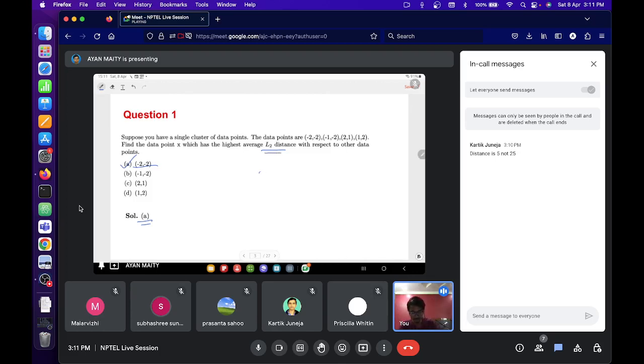So L2 distance, that means x1, y1 is one point, x2, y2 is another point. So L2 distance would be x1 minus x2 whole square plus y1 minus y2 whole square. So this would be the L2 distance, and if you want to find out the Euclidean distance, that would be the square root of this. So the answer would not change whether you are taking the squared value or the square root value. The highest would still be the same. So minus 2, minus 2, option A would still be the correct answer, whether you take the square root or not. Is it fine?